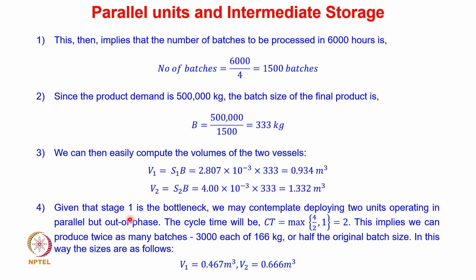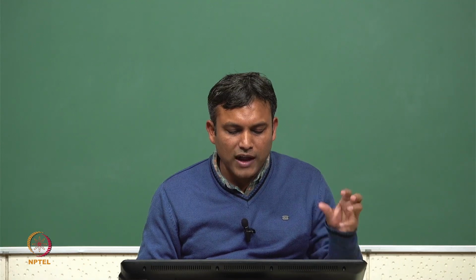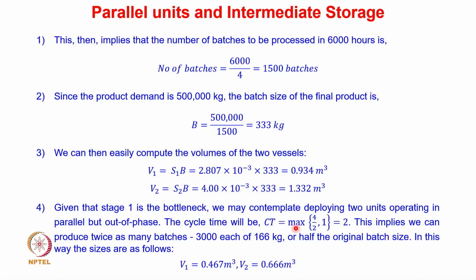Now you can see that stage 1 is the bottleneck because it is taking more time. So we may contemplate deploying 2 units operating in parallel, but out of phase. We want these 2 units working out of phase so that the cycle time can be reduced. In this case the cycle time will reduce from 4 to 2, so the cycle time for stage 1 will reduce to 2.